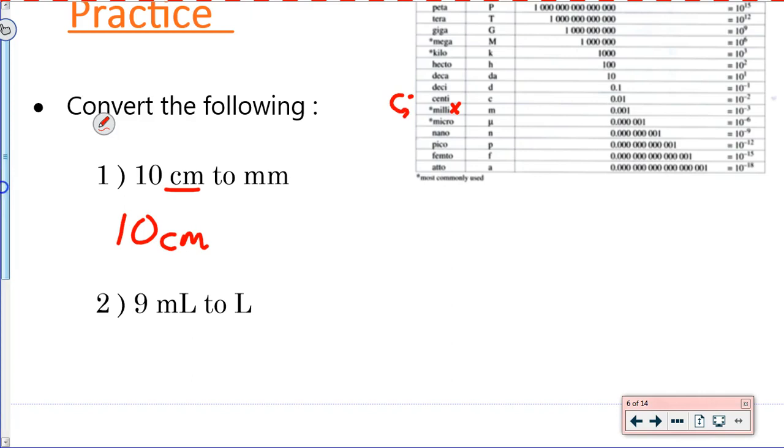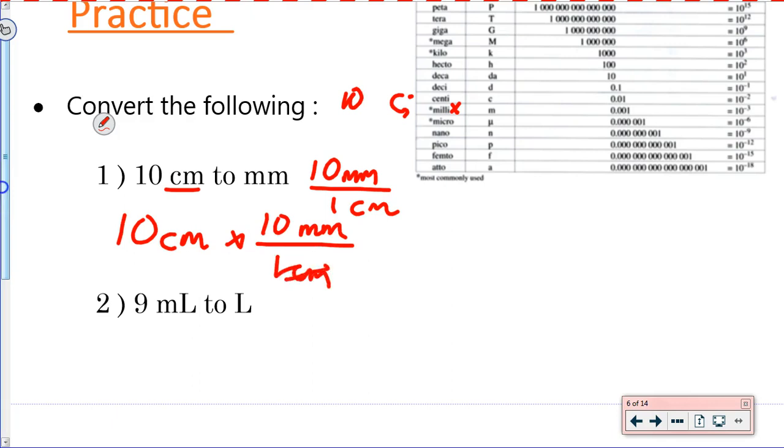Okay, but we know that as a result of that, we know it's a factor of 10. So there are 10 millimeters per 1 centimeter. Okay, so we're going to use that conversion factor in order to cancel out our centimeters and get millimeters, like we have here. So, as a result, 10 times 10 is what? 100. And then obviously our centimeters cancel out, so we have our new unit of millimeters.